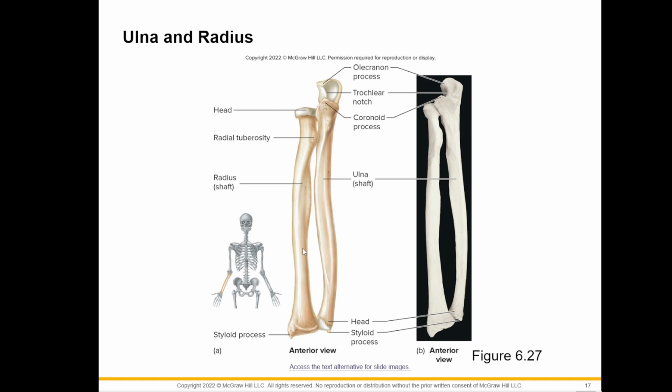You have the shaft or the body. And then at the very end, you have what we call a styloid process. Remember, we also have a styloid process in the skull. So, meron din siya sa radius and ulna. Meron siya sa radius. We also have that in the ulna.